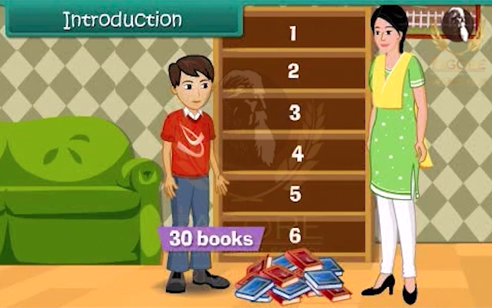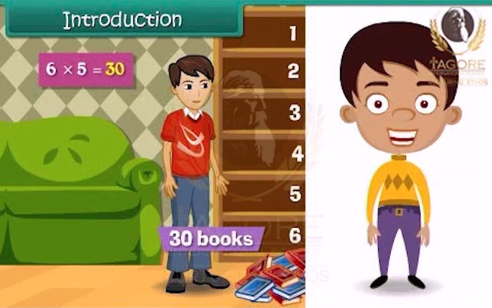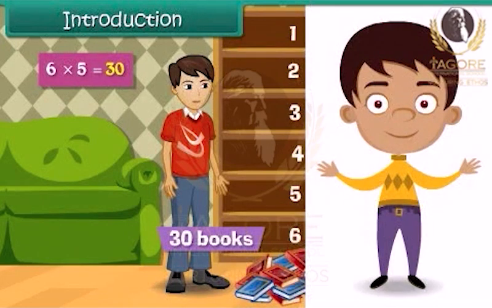It is easy if Ram knew division. He has 30 books and 6 sections, so each section will have 5 books. Simple, isn't it? Do you want to learn how this is done? Let us together find this out.